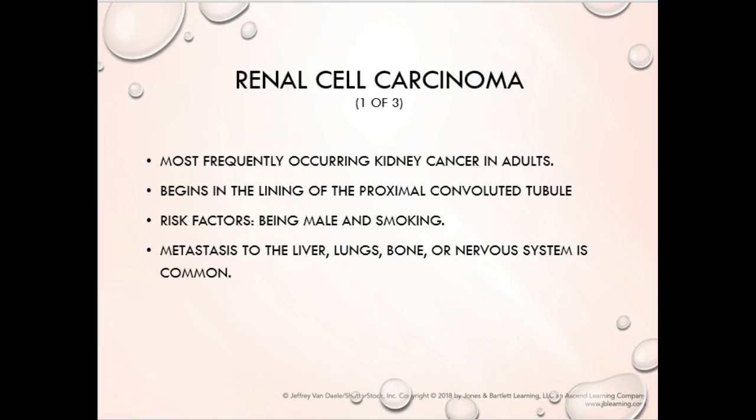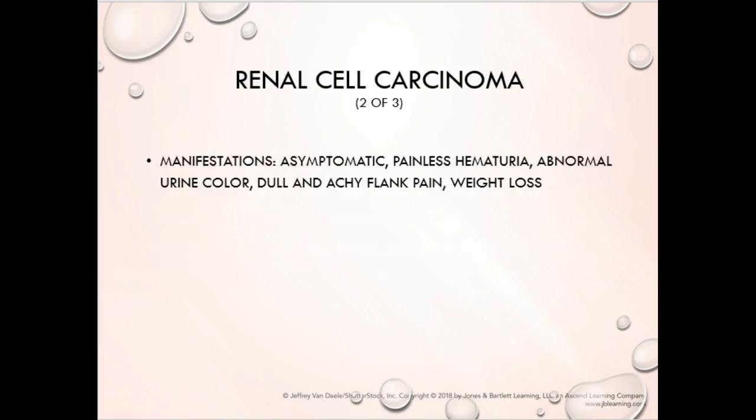What it does is it begins in the lining of the proximal convoluted tubule, if you can imagine that PCT. So this will be out more in the periphery of the kidney, and it's linked with being male and smoking, okay? So it can metastasize, obviously. It seems to really like to go to the liver, the lungs, and bone, unfortunately, and nervous system. Seems like a lot of things like to go to liver, lung, and bone is what I was thinking.